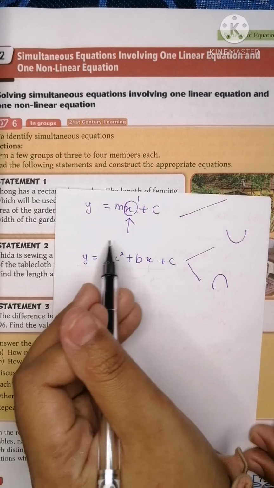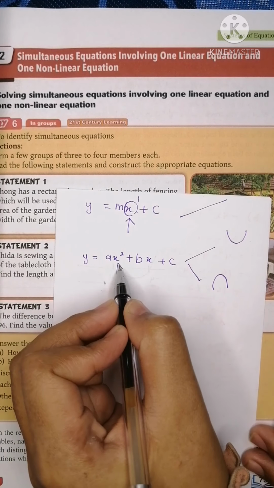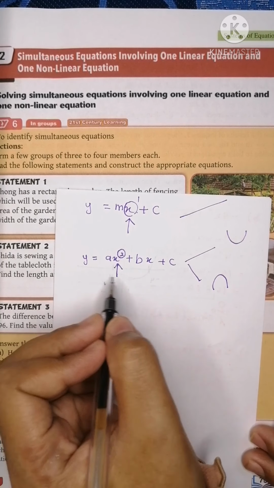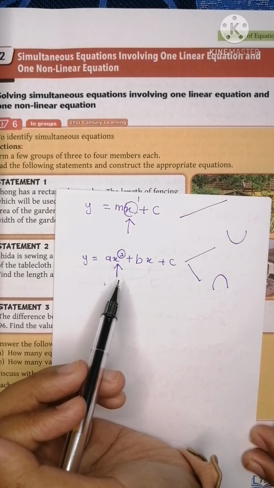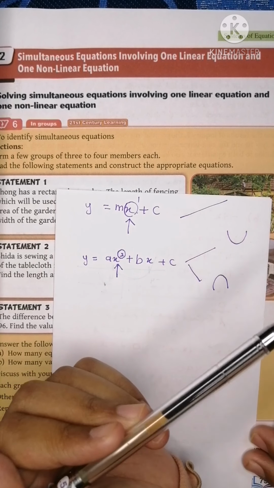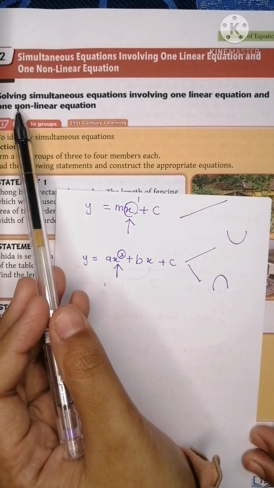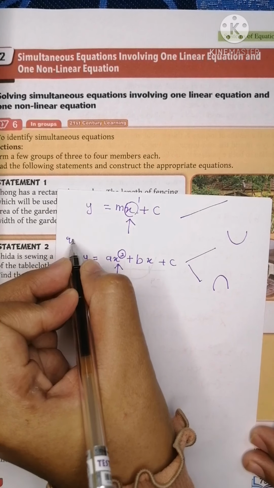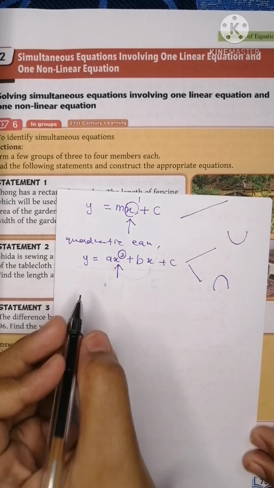So what makes this equation a quadratic? It is that the highest power of the unknown x is 2. This quadratic equation is a part of the non-linear equations. Any equation whose power is more than one, we can consider as a non-linear equation.